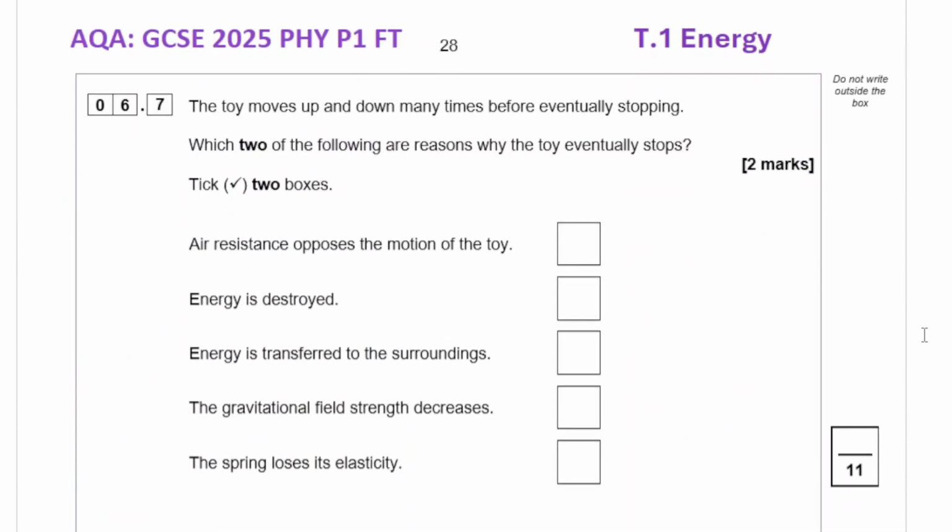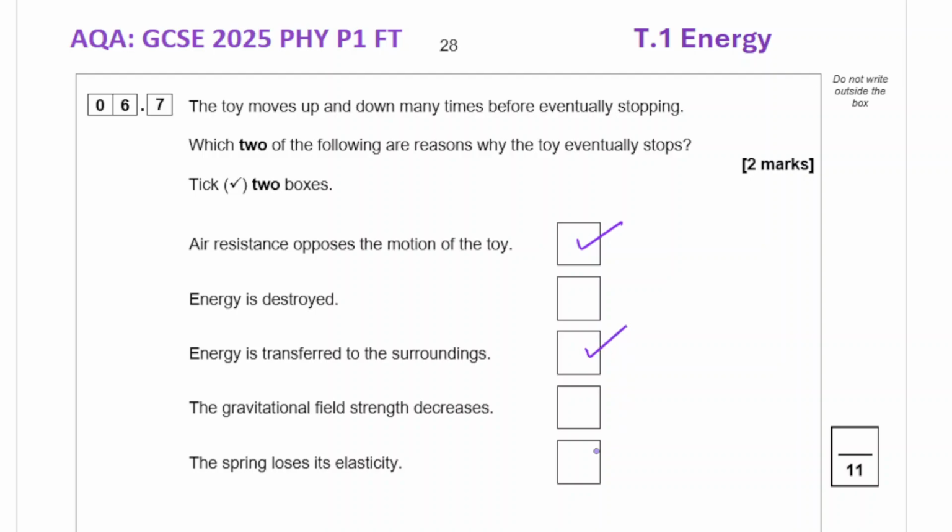The toy moves up and down many times before eventually stopping. Which two of the following are reasons why the toy eventually stops? Air resistance opposes the motion of the toy. That would be correct. Energy is destroyed. No, energy is transferred to the surroundings.